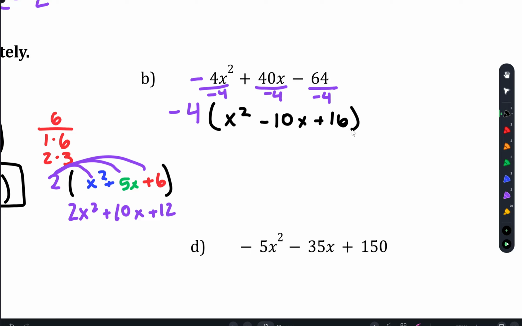Can I continue? How do I know? Because the degree is 2. So now I'm going to drop that GCF down, and I'm going to put 2 bubbles. X and x. What do we want to try here for factors of 16?